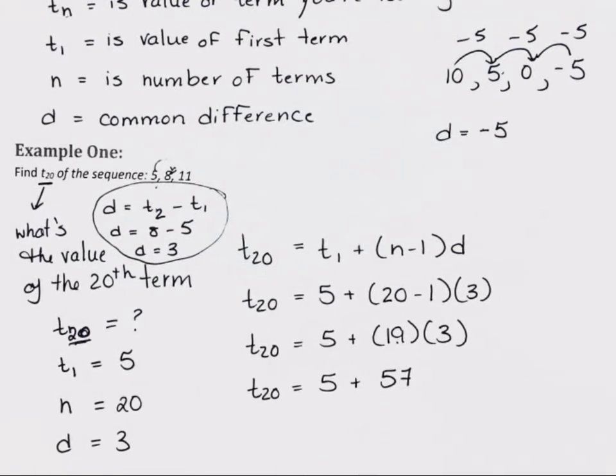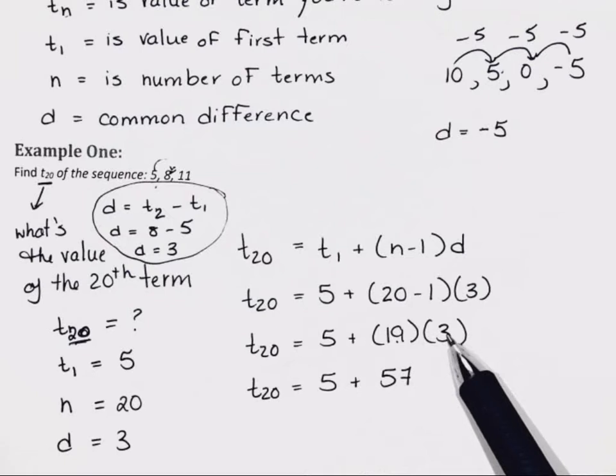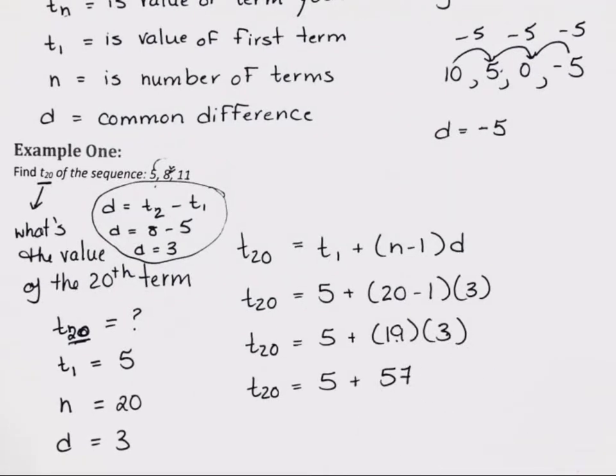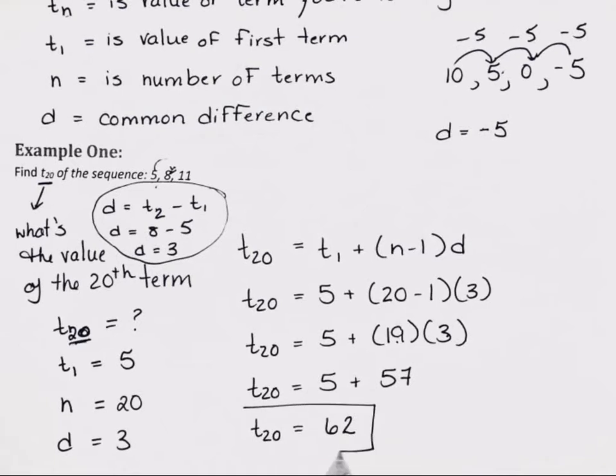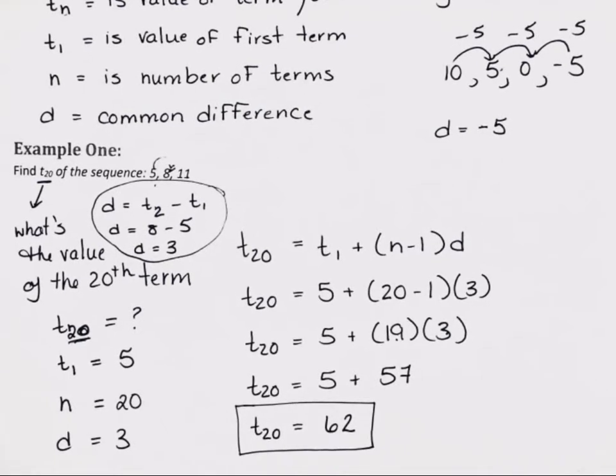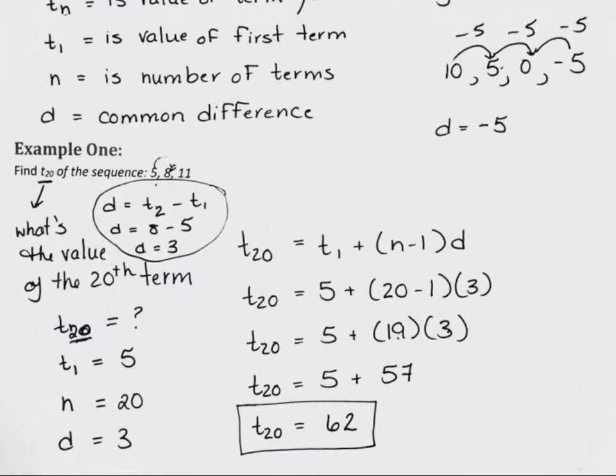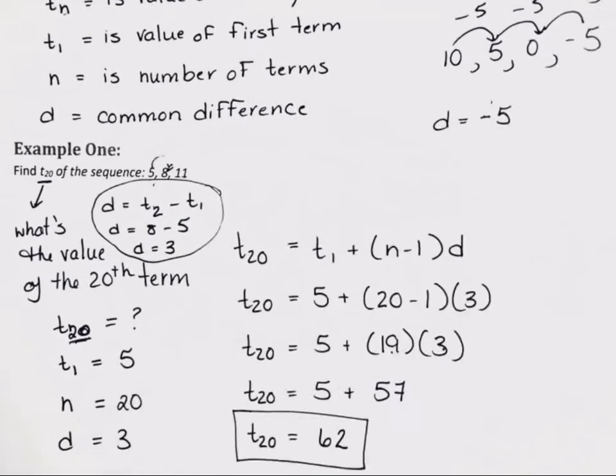Do you know how I did that in my head? I said, okay, what's 3 times 20? That's 60. This was 1 away from 20, and I had 3 of those, so 60 minus 3 is 57. So that's what I did in my head. So the value of the 20th term was 62. And that would be my final answer for this question. So again, using the formula, it's just really easy, quick way to find the value of future terms.